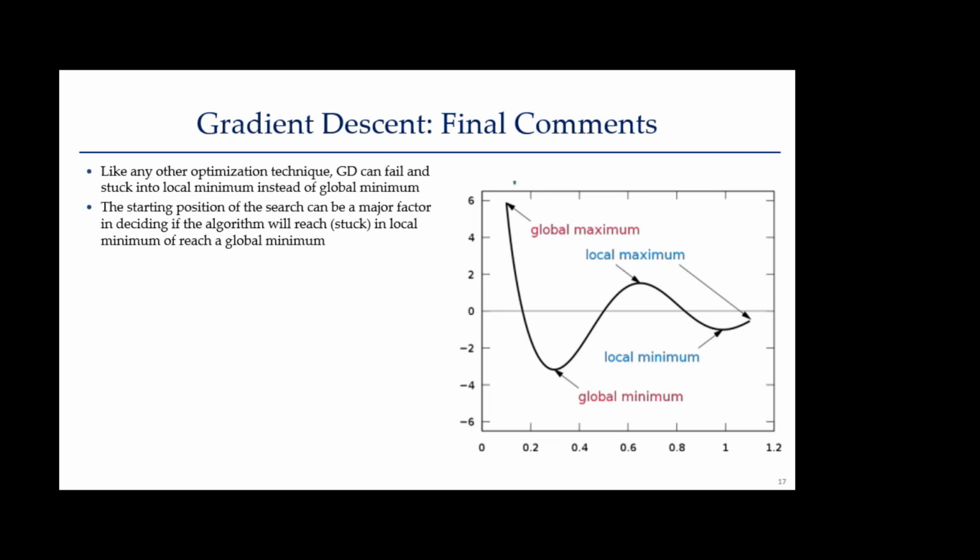Gradient descent, like any other optimization technique, can sometimes fail and get stuck in a local minimum instead of going into a global minimum. It's very crucial to pick the proper starting position. For example, if we choose this starting position, gradient descent will keep going from here to here to here, and it will stop at this point or close to it. However, if our starting point was on the other side of the hill, we can keep going in this direction and eventually reach the global minimum.